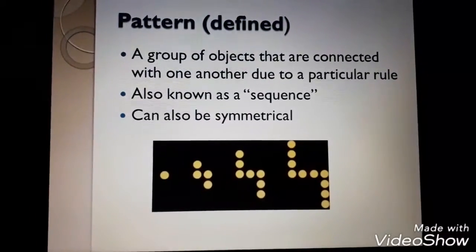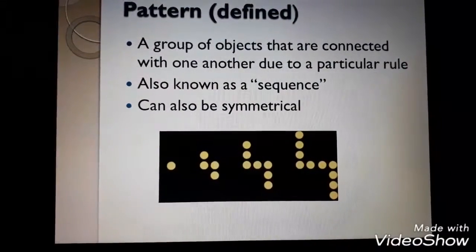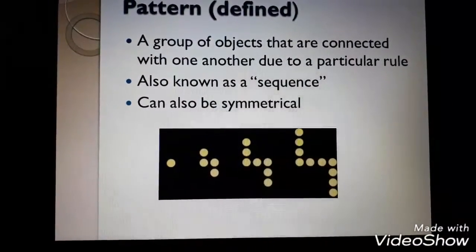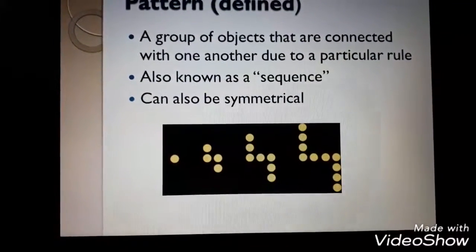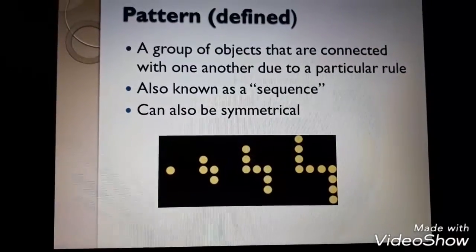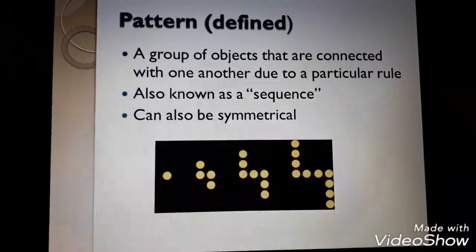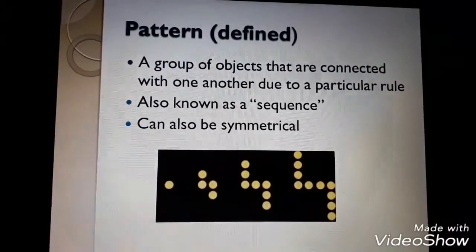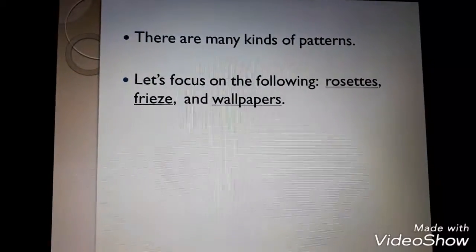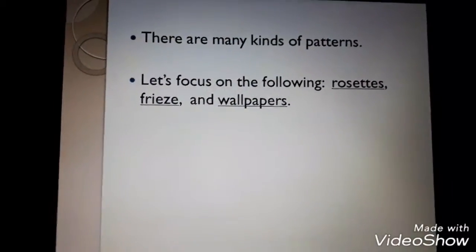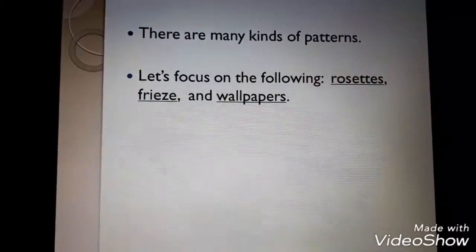Patterns are a group of objects that are connected with one another due to a particular rule. They can also be called a sequence in which a limited or unlimited number of members can exist within it. Patterns can also be symmetrical, meaning that it can be the same on both sides of a given center point or axis. Now, there are many kinds of patterns, but for better understanding of how patterns work, let's focus on the following, namely rosettes, frieze, and wallpapers.